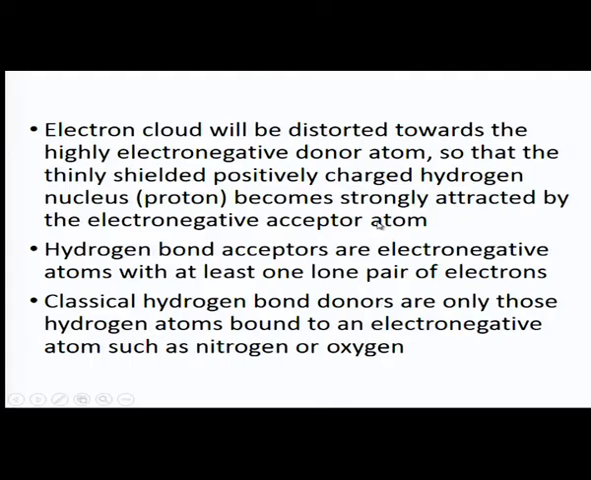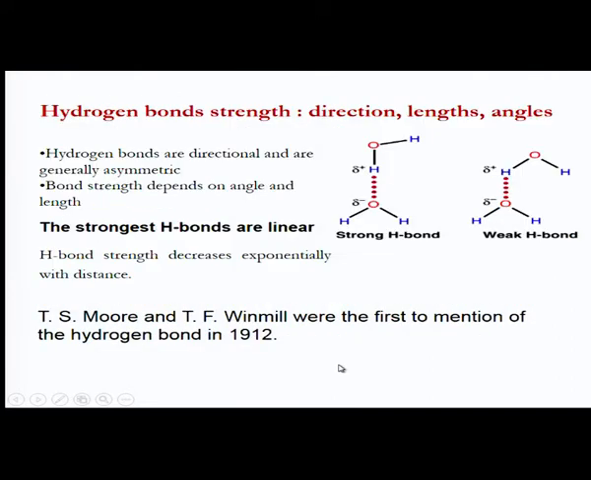The electron cloud will be distorted towards the highly electronegative donor atom, so that the thinly shielded positively charged hydrogen nucleus, or proton, becomes strongly attracted by the electronegative acceptor atom. The hydrogen bond acceptors are electronegative atoms with at least one lone pair of electrons. Classical hydrogen bond donors are only those hydrogen atoms bound to an electronegative atom such as nitrogen or oxygen. Now, let us see the distance, direction, lengths and angles of hydrogen bonds.